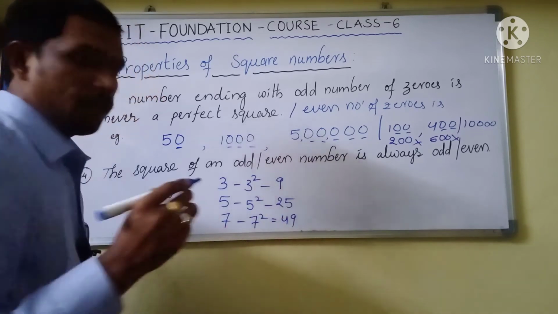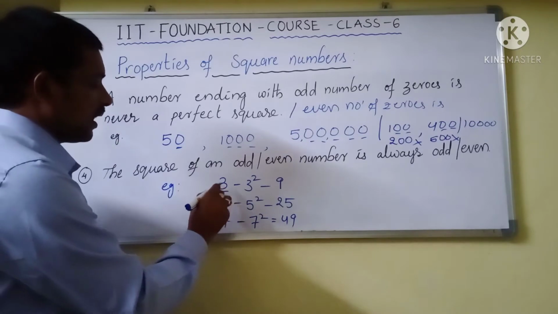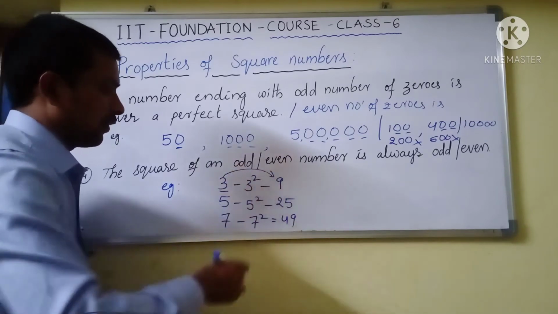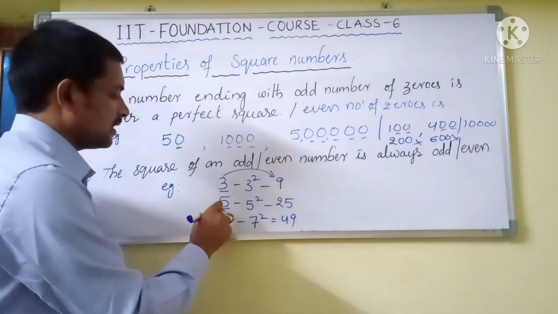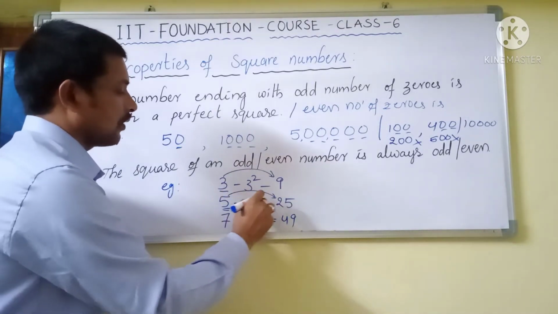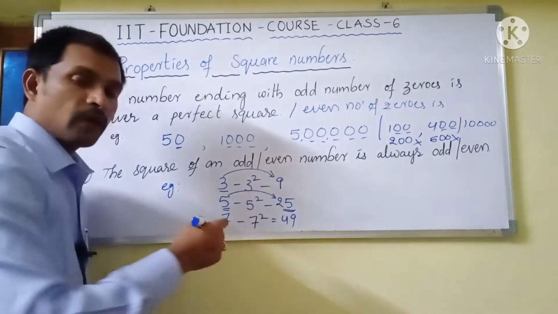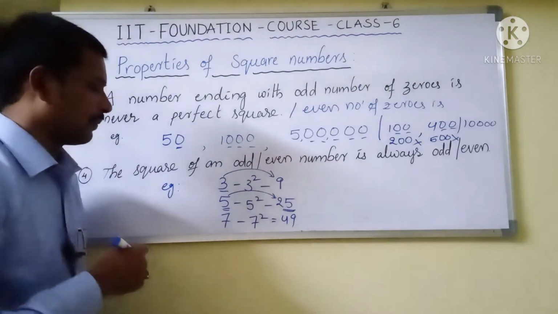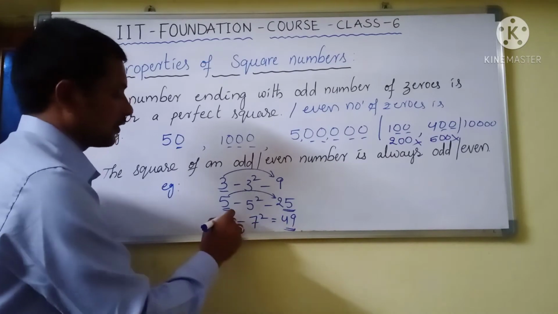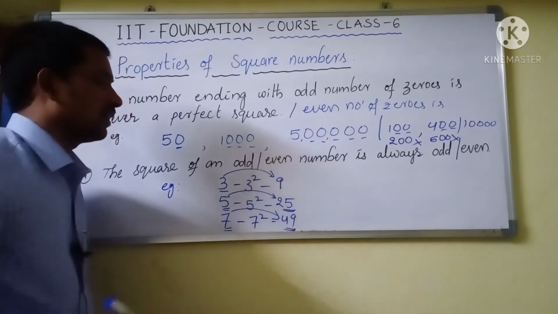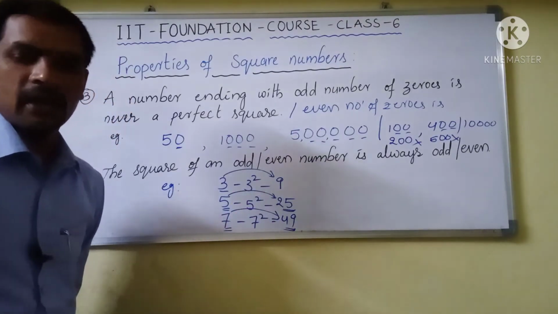49. So if you observe, 3 is an odd number, the square value of 3, 9, is also an odd number. 5 is an odd number, the square value of 5, that is 25, is also an odd number. 7 is an odd number, the square value of 7, 49, is also an odd number.